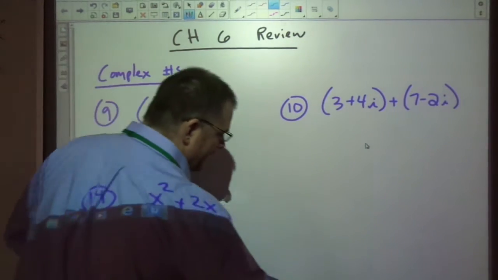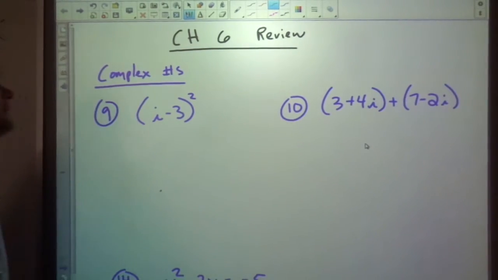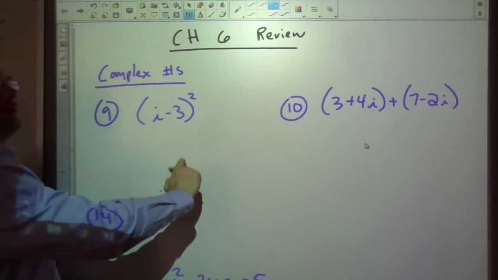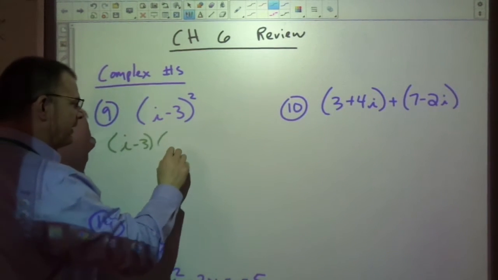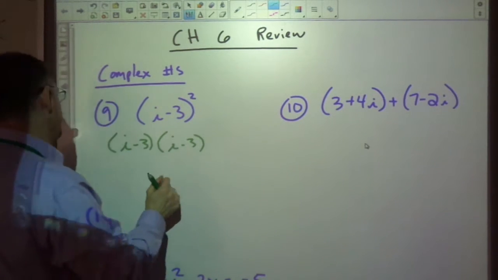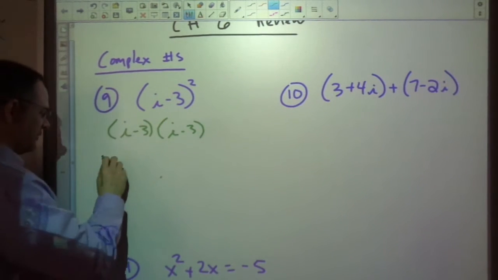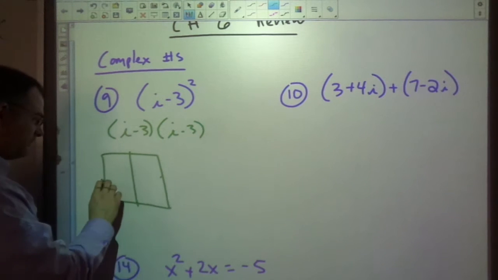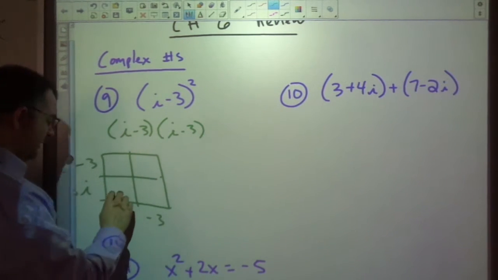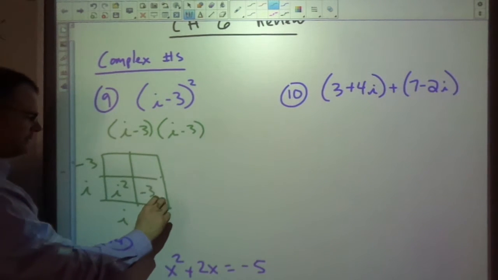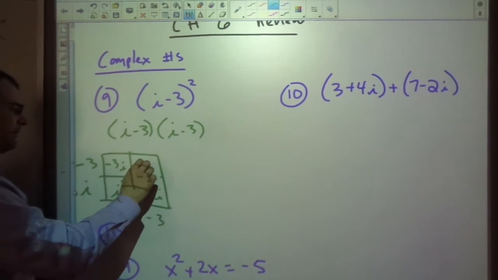We have from complex numbers, (i minus 3) quantity squared. Remember, you can't just square this and square that. That does not work. We would have to take (i minus 3) times (i minus 3). And we know when we multiply something like this, we need an area model. i minus 3 and i minus 3. So this is i squared minus 3i minus 3i plus 9.